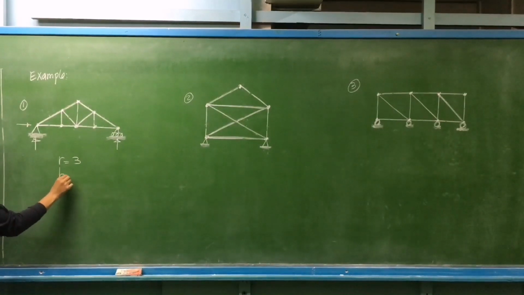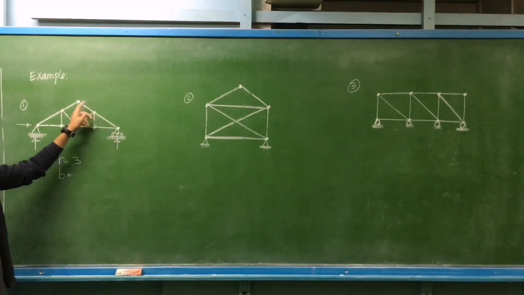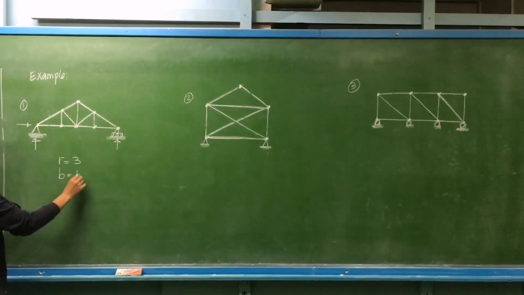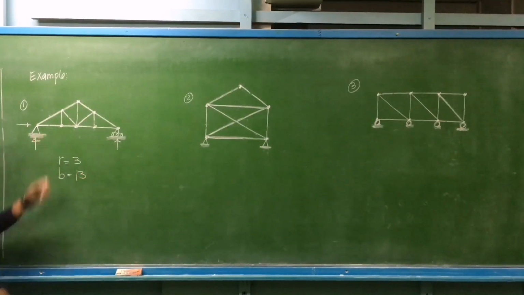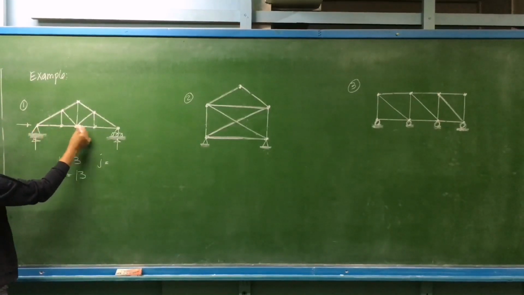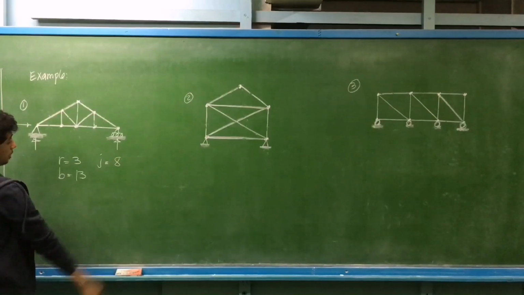Then we have the number of bars. How many bars do we have? 1, 2, 3, 4, 5, 6, 7, 8, 9, 10, 11, 12, 13. So you have 13 bars that compose this truss. Then the number of joints: 1, 2, 3, 4, 5, 6, 7, and 8. So the number of joints will be 8.